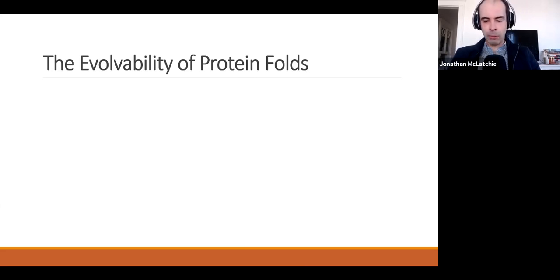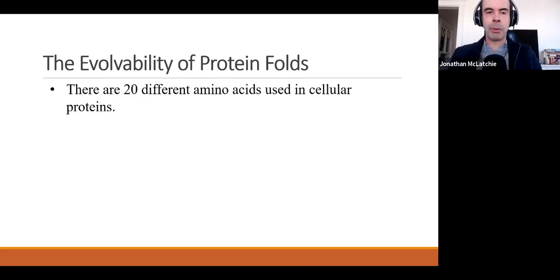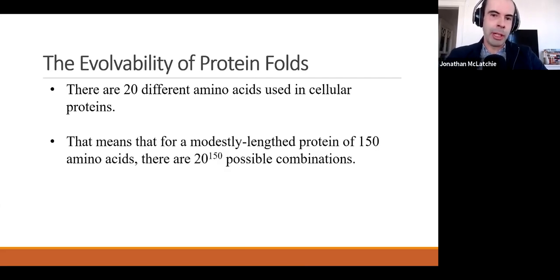Now, how can we evolve protein structures? Well, what do we need to look at to assess the evolvability of these protein structures? Well, as I said before, there are 20 different amino acids that are used in cellular proteins. And so that means that for a modestly length protein of 150 amino acids, there are 20 raised to the power of 150 possible combinations, right? So that's 20 times 20 times 20 times 20, all the way up to 150. So that's a huge combinatorial space.